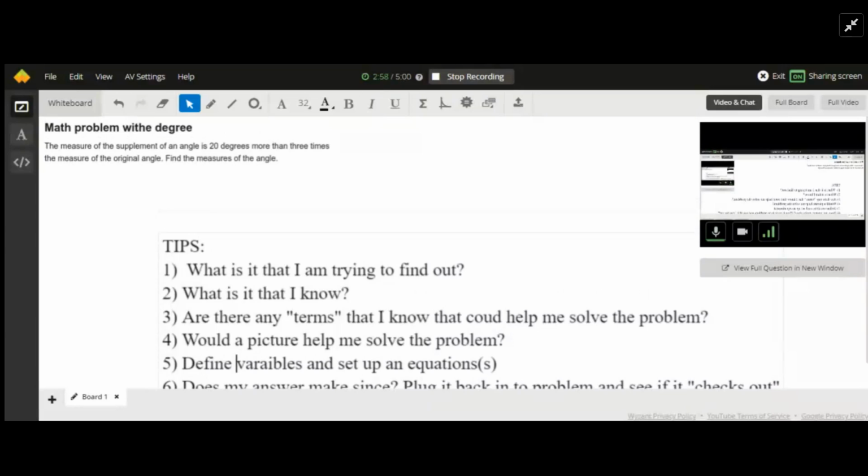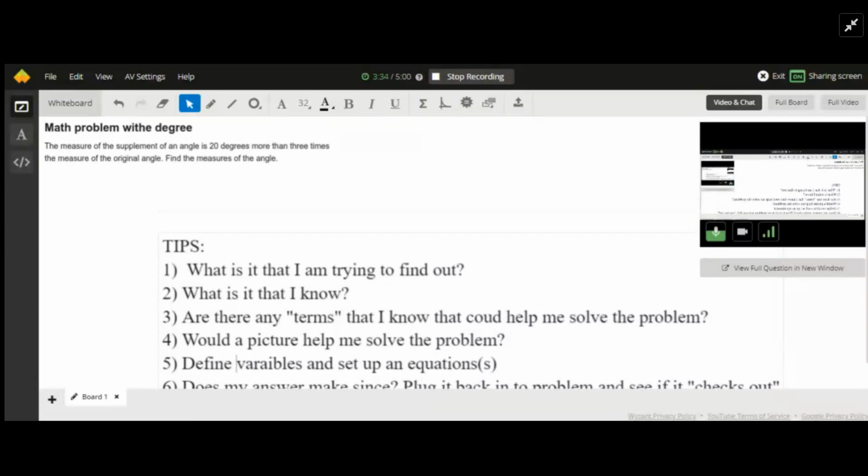Okay, so it says, the measure of the supplement of the angle is 20 degrees more than 3 times the measure of the original angle. Find the measure of the angle. Okay, I'm looking at this and I'm going, okay, I have to find some measures of some angles. But particularly what sticks out to me is this word supplement. And in geometry, definitions are really crucial in order to understand how to solve problems. And that's the key to this problem right here.